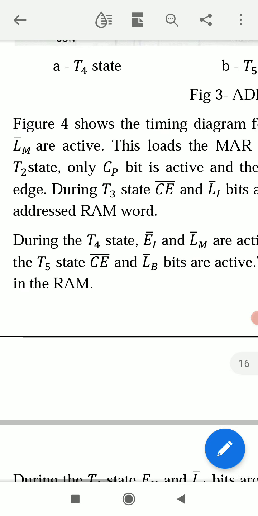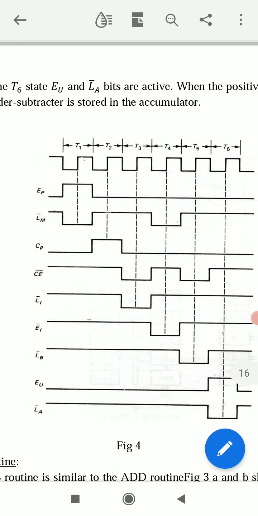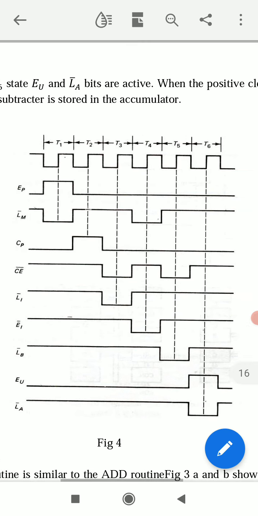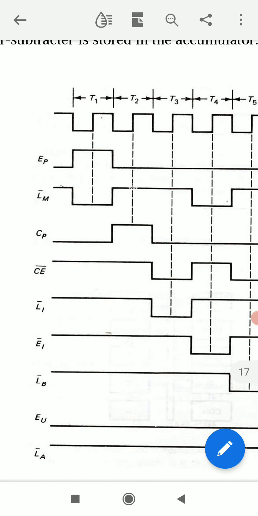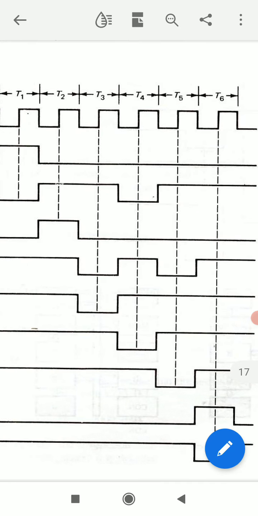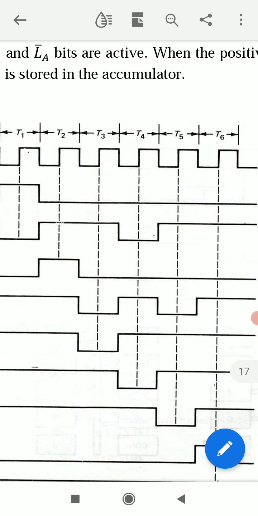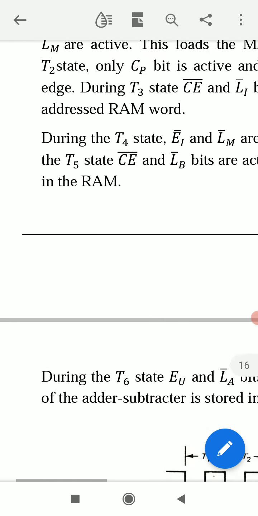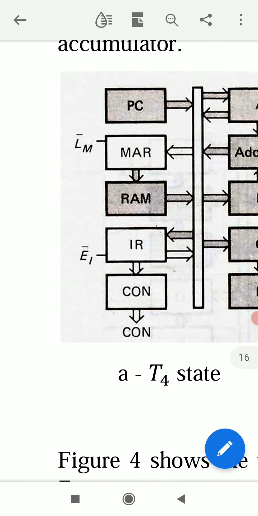Now figure 4 shows the timing diagram for fetch and add routine. T1, T2, T3 states are the fetch cycle. T4, T5, T6 states are the execution cycle for the add instruction, that is add BH. During T4 state, active bits are LM bar and EI bar. It means during T4 state, LM bar must be 0 and EI bar must be 0.